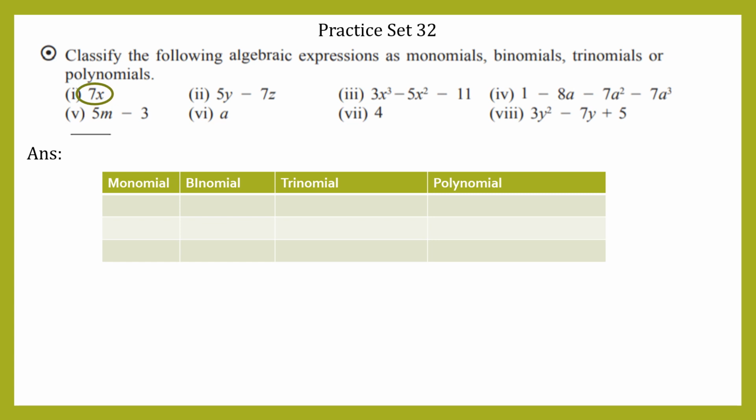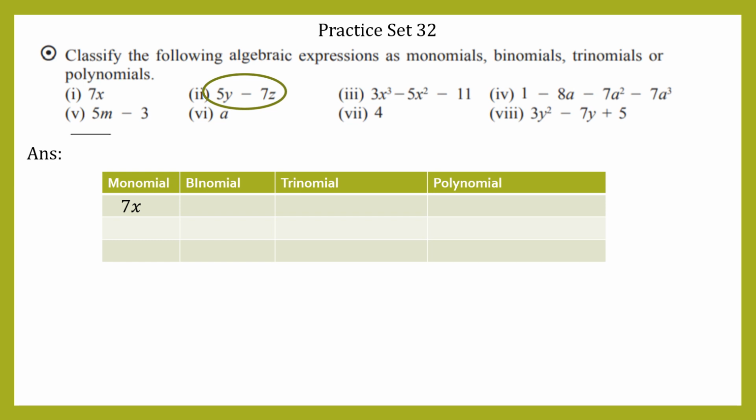Now let's take up first example, that is 7x. Let's identify whether it is monomial, binomial, trinomial, or polynomial. Now 7x is how many terms? It is a single term, that is 7 into x. So into sign is there, means it is one term only. Since algebraic expression has one term, dear children, what it is called as? Yes, it's called as monomial. So we'll write it in the first column, 7x.